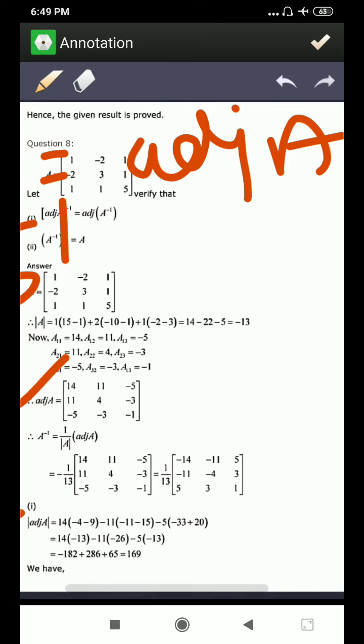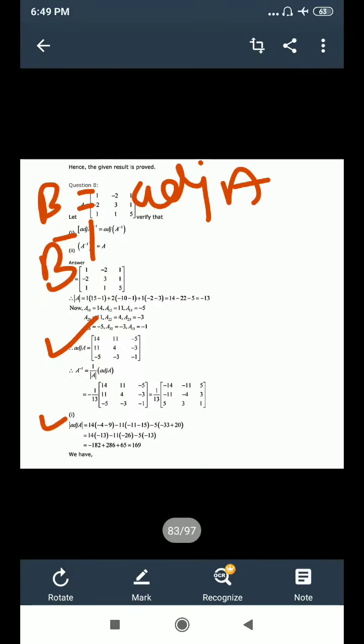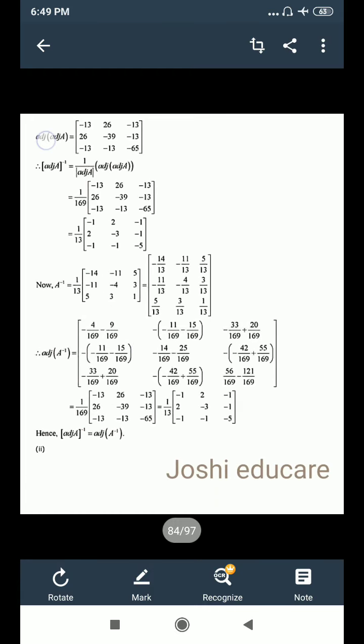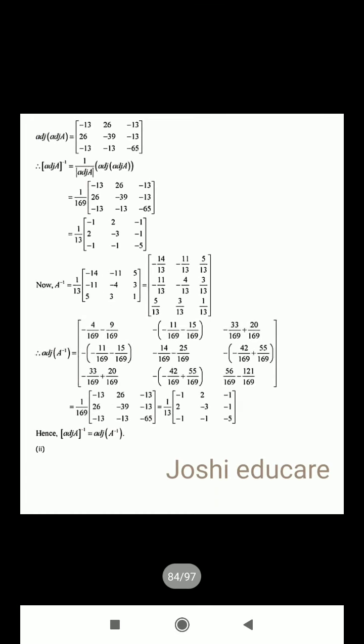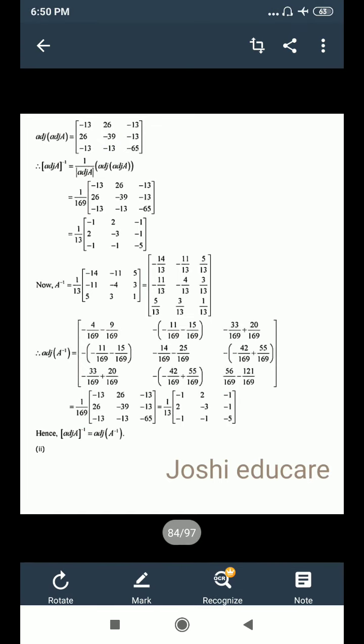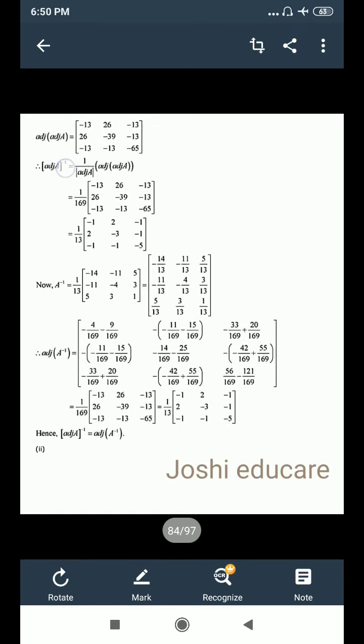Now we'll find adjoint of this whole matrix again. Adjoint of this adjoint of A we'll find. In adjoint of A, we replace all the elements by their cofactors, and then we will take the transpose of that. So by replacing all the elements by their cofactors, we have taken the transpose of this. This will be the adjoint of A. To get the adjoint of A whole inverse, we'll divide this by the determinant of adjoint of A, and whatever you will have will be equal to adjoint of A whole inverse.